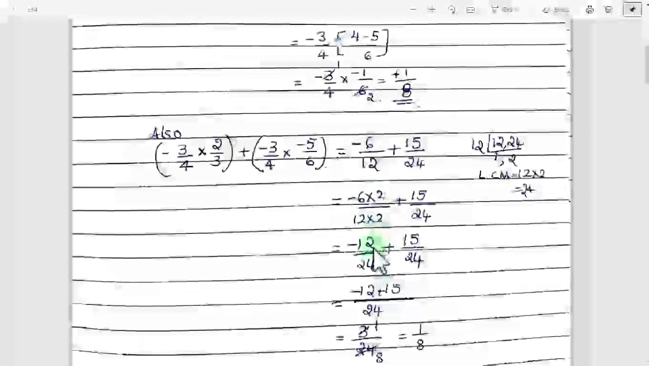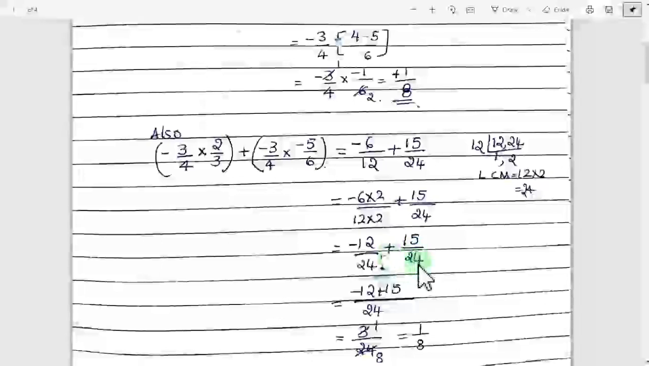6 2s are 12, so minus 12 divided by 24 plus 15 by 24. Now the denominators are equalized. So a single denominator for both the rational numbers, and the numerators you write with sign, minus 12 plus 15. Again, numbers with opposite signs means we have to subtract the numbers. 15 minus 12 is 3, the bigger number is 15, its sign is plus, so plus 3 by 24. Now division is possible. 3 1s are 3, 8s are 24. Here also we got plus 1 by 8. Plus 1 by 8, in this case also plus 1 by 8.